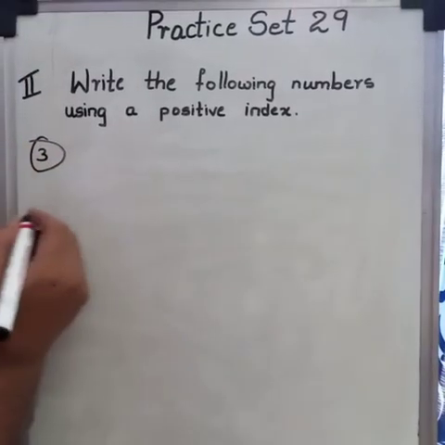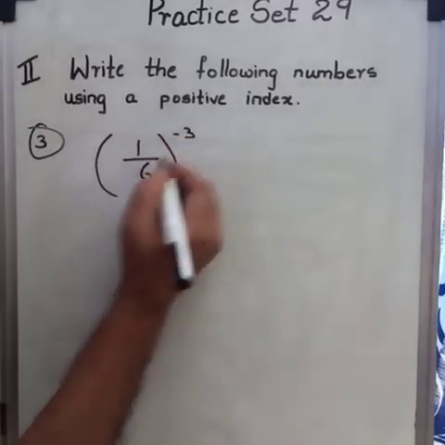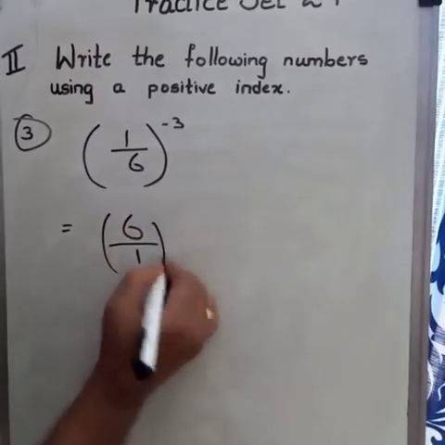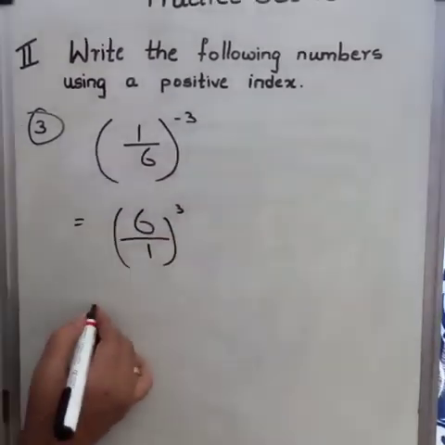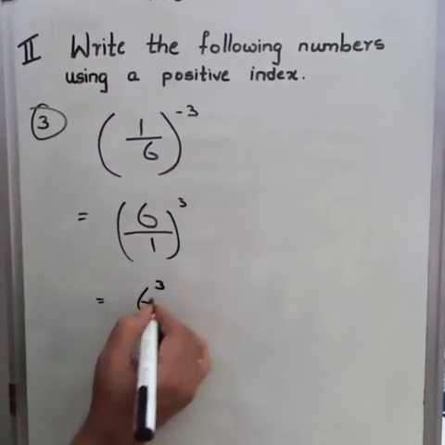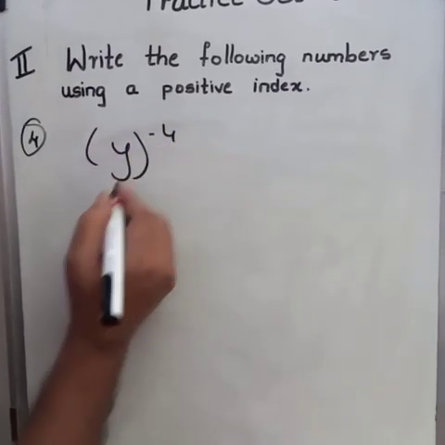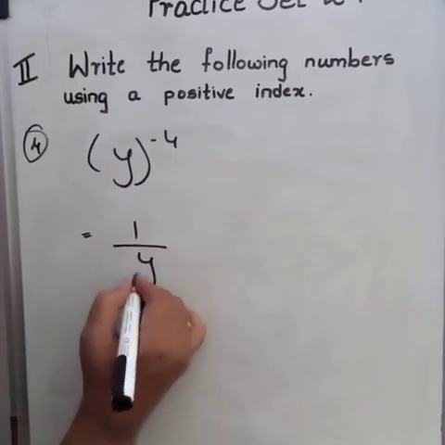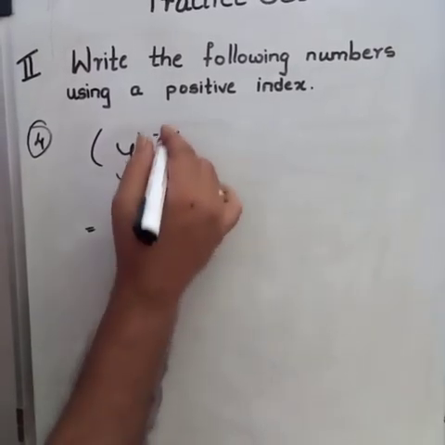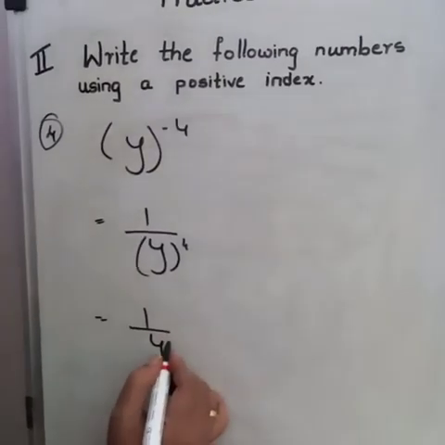Now we'll solve the third sum. What's that? 1 upon 6 raised to minus 3. So we'll do the reciprocal first. So it will be 6 upon 1 and minus 3 changed to 3. Now 1 doesn't have value in the denominator, so it will be 6 cubed. Next, 1 upon y raised to minus 4. So it will be 1 upon y raised to 4. We have reciprocated it, so minus 4 has changed to 4. So the answer is 1 upon y to the 4.